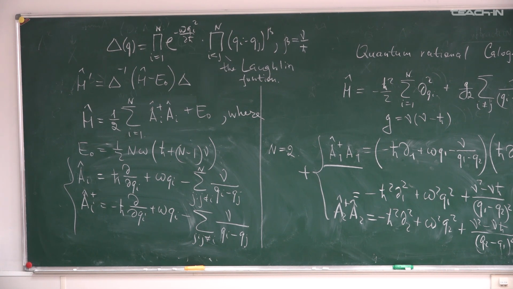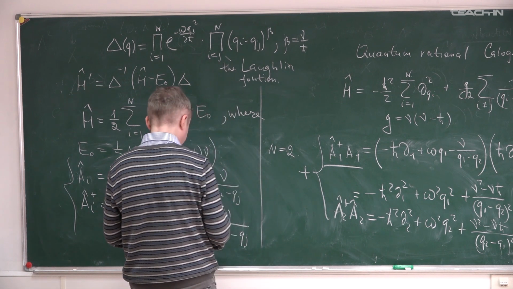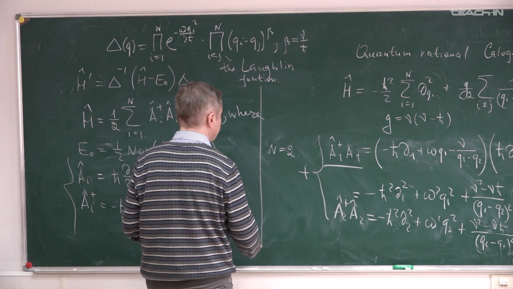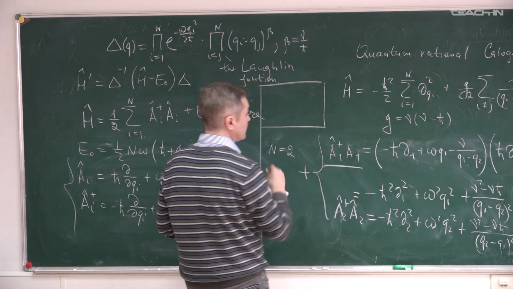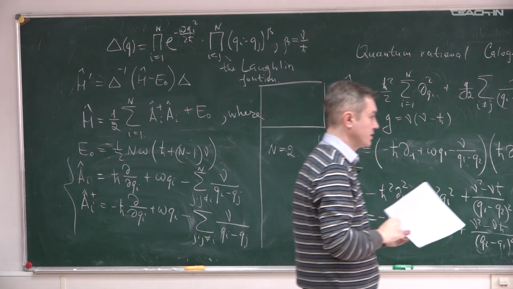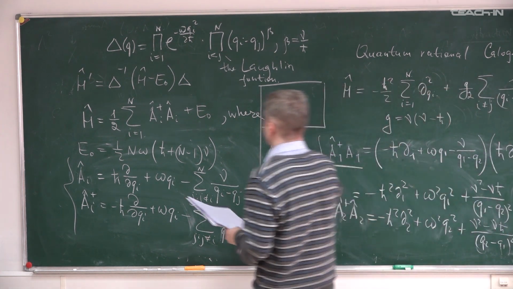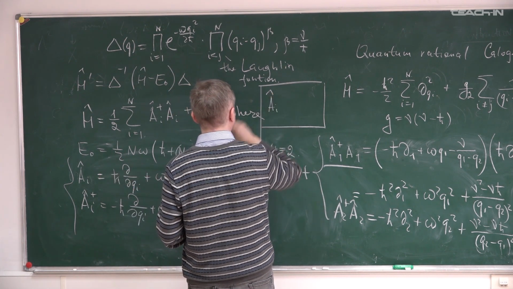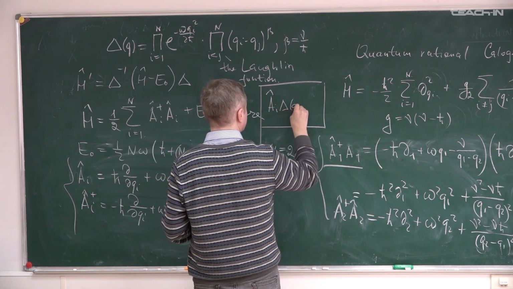This is the Laughlin function, and one can verify some analog of what we had in the harmonic potential, that this operator A_i is a kind of annihilation operator. It acts on the Laughlin function by 0.